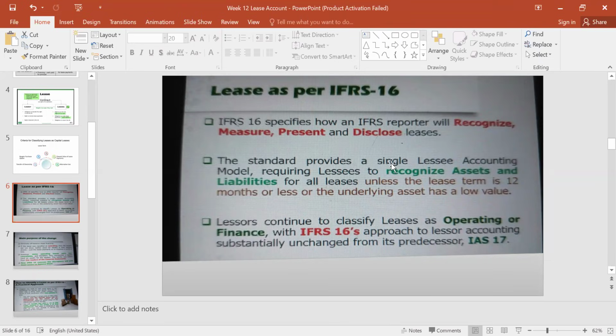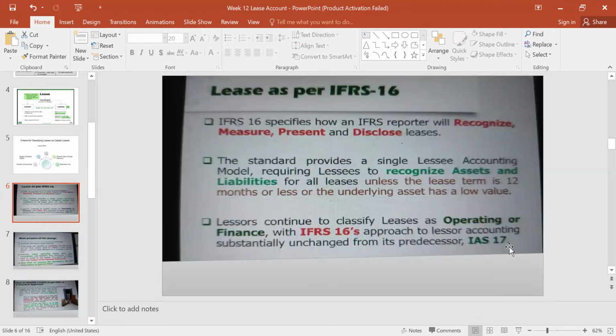The standard provides a single lease accounting model, requiring lessees to recognize the asset and liabilities for all leases unless the lease term is 12 months or less or the underlying asset has a low value. And third, lessors continue to classify the lease as operating or finance, with IFRS 16's approach to lessor accounting substantially unchanged from its predecessor IAS 17.